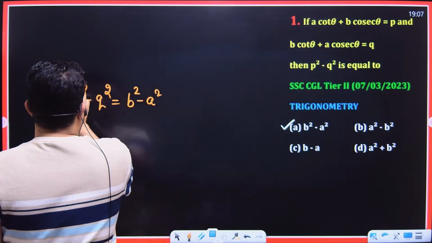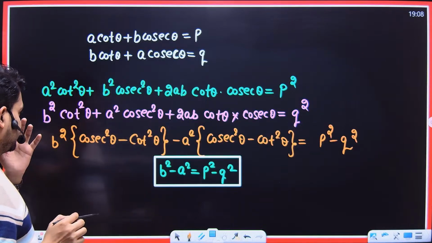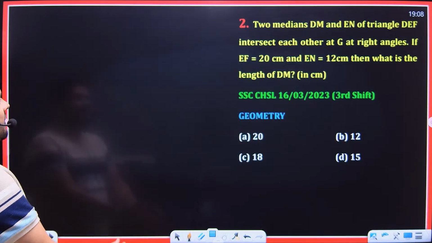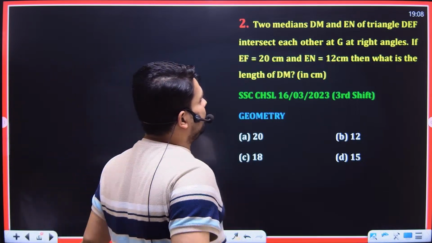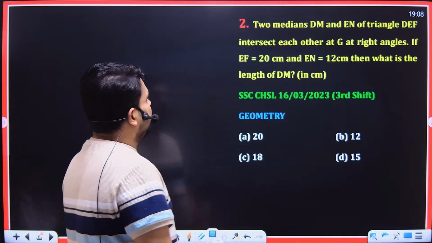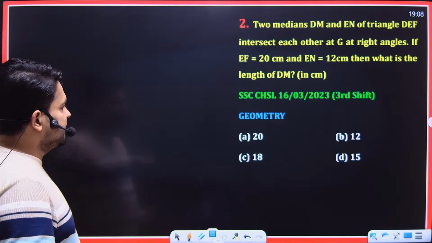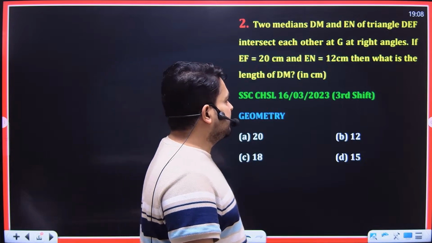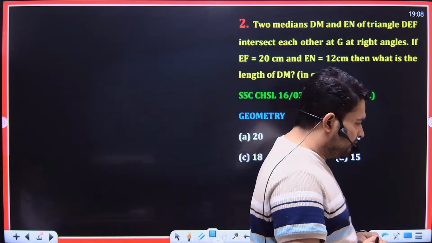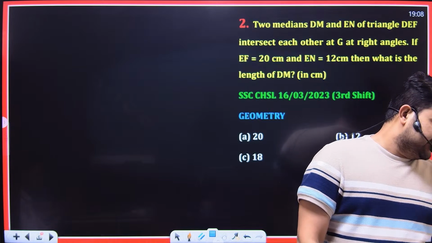This one is my required answer, and this one is the complete explanation of this question. Next, we have a question here. Two medians DM and EN of triangle DEF intersect each other at G at right angle. If EF is equal to 20 centimeter and EN is equal to 12 centimeter, then what is the length of DM? And here DM is not district magistrate.